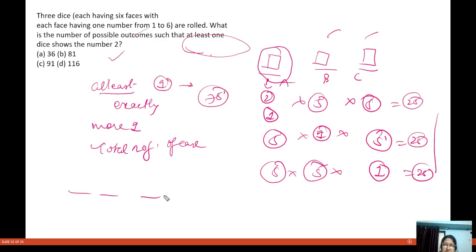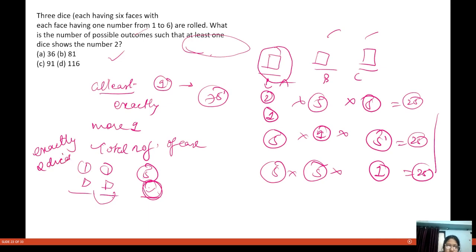Now the next is you have 1, 2, and 3. Both of them are getting 2, and we have this one. So this one and this one can be done in only one way, and this one can be done in 5 ways. So exactly 2 are getting 2. That is the case we are considering, when exactly 2 dice are giving 2.